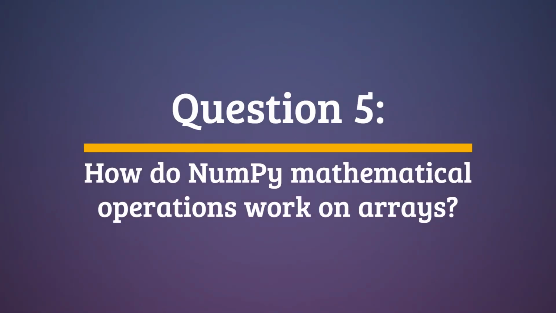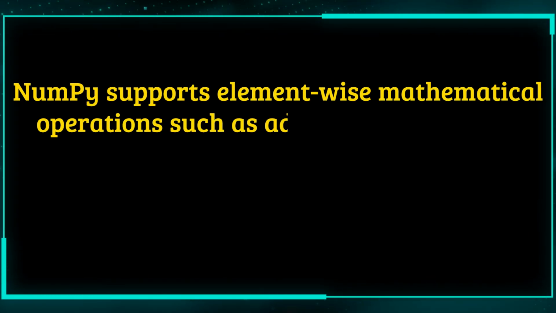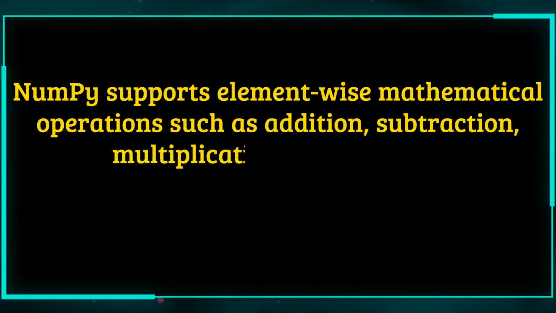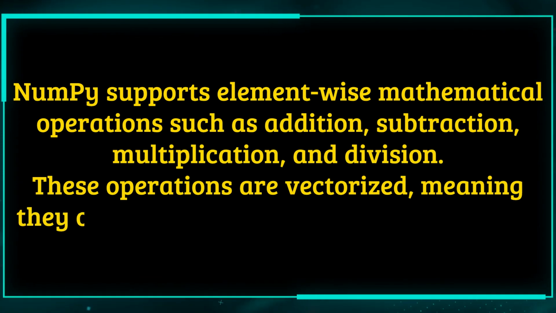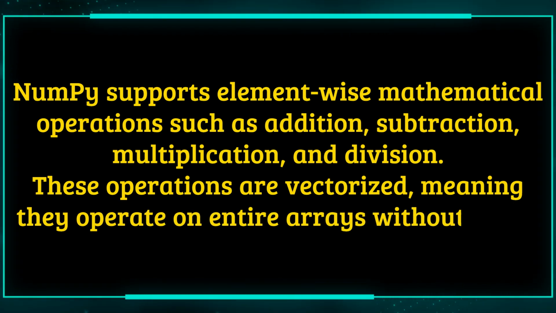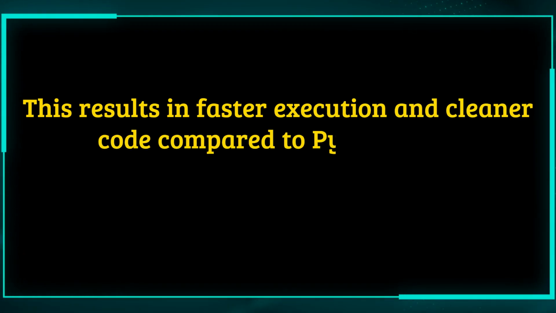Question 5. How do NumPy mathematical operations work on arrays? Answer. NumPy supports element-wise mathematical operations such as addition, subtraction, multiplication, and division. These operations are vectorized, meaning they operate on entire arrays without loops. This results in faster execution and cleaner code compared to Python lists.